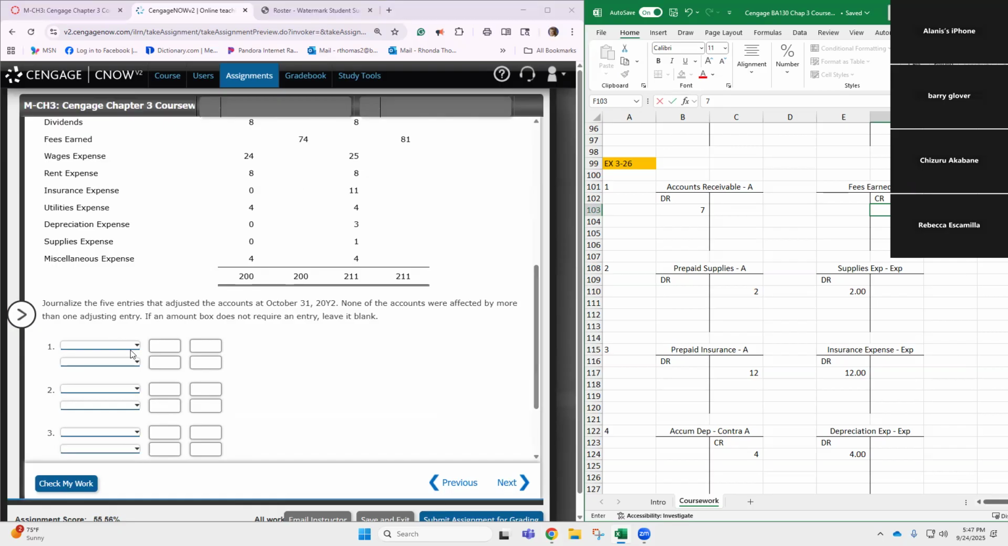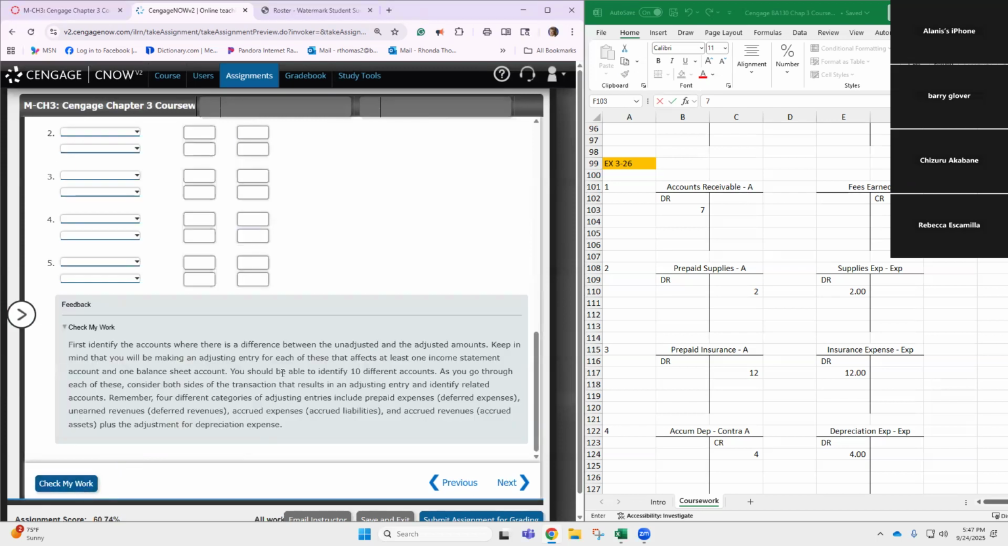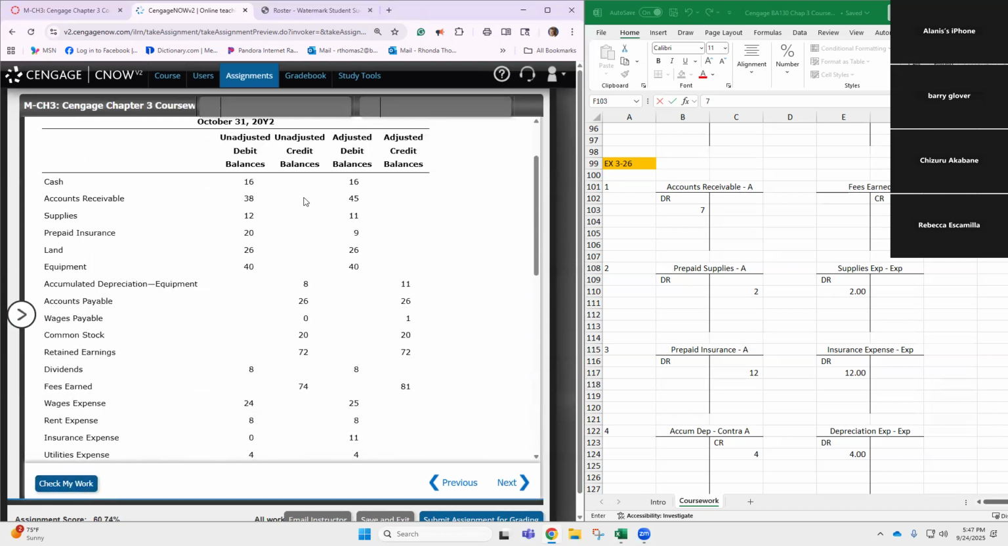Okay, so let's put this in. Accounts receivable went up 7 because we compared unadjusted to adjusted, and we looked at fees earned, and that was also 7. So let's go ahead and put that entry in. Okay, so that's the accrued revenue. We found a job that we forgot to bill a customer for, and we did. So go ahead and check your work. What's the difference between accounts receivable unadjusted and adjusted? We're just going to go down the list.